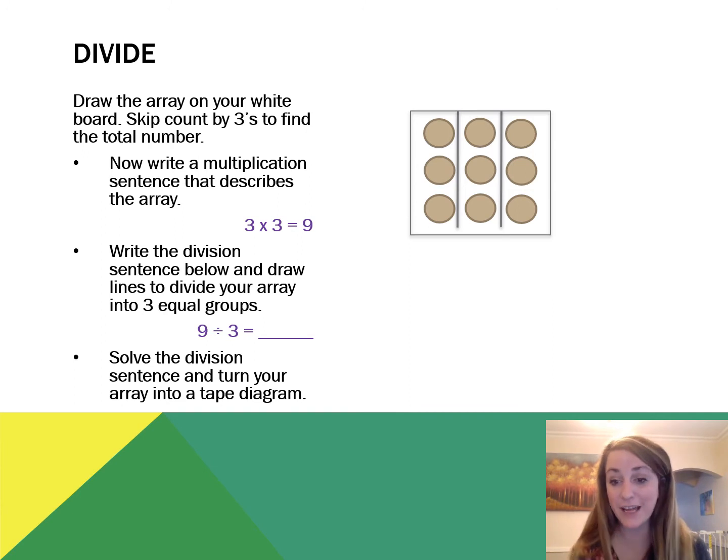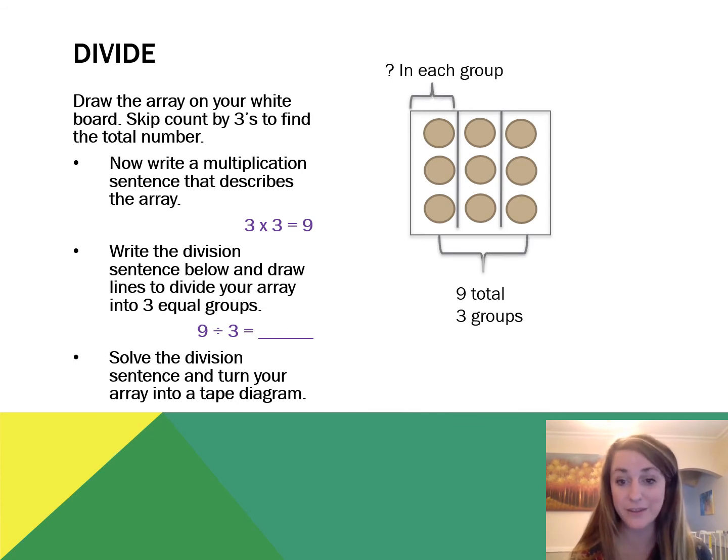We already had the lines showing our groups, so we just need to add a rectangle around it. Afterwards, we need to add our labels of what we do know and what we didn't know. We didn't know how many were in each group at the beginning. We knew that they had 9 total in 3 groups. I'm going to include all of that on my labels. 9 divided by 3 is 3.